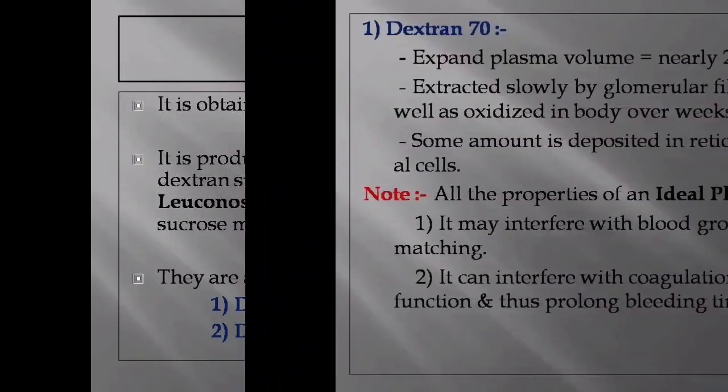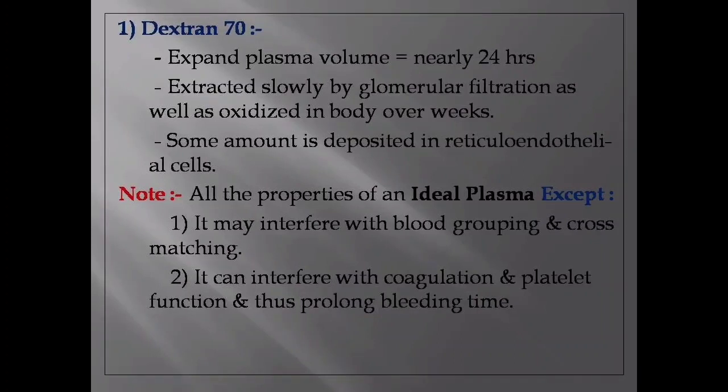First one is dextran 70. Dextran 70 expands plasma volume for nearly 24 hours. It is excreted slowly by glomerular filtration as well as oxidized in the body over a week. Some amount is deposited in reticuloendothelial cells.